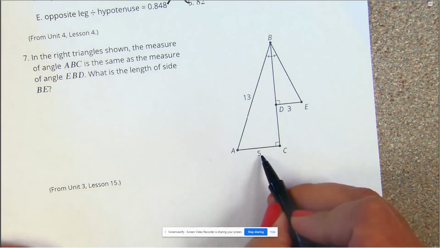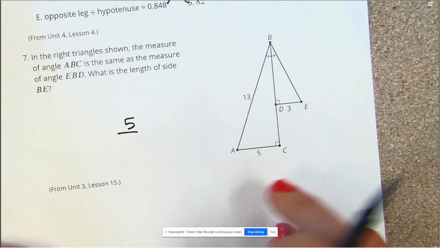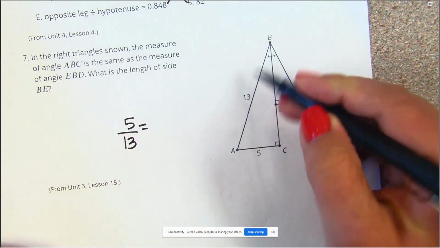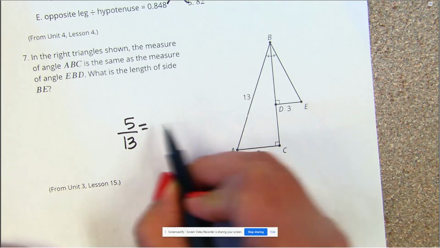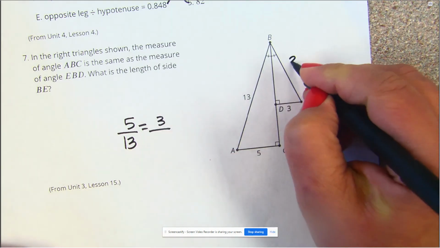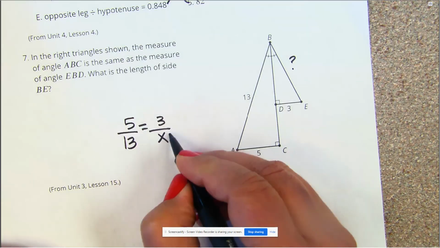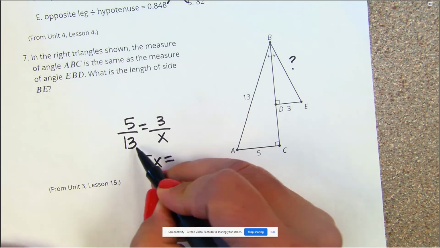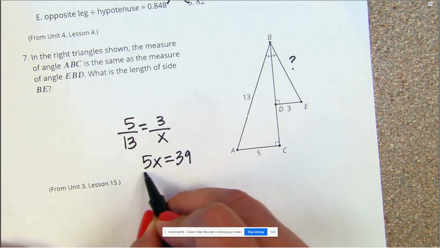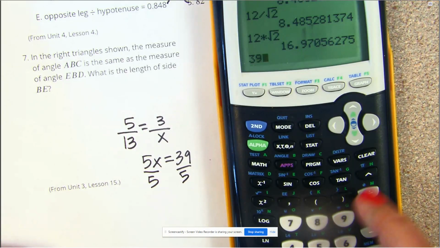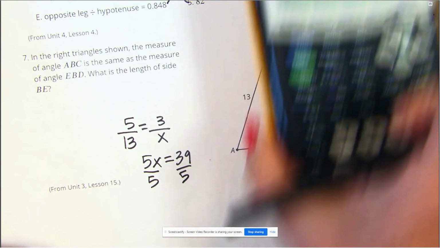Here we go. So 5, this isn't the only way to do it. So I'm doing the leg over the hypotenuse of the big triangle is equal to the leg over the, I don't know, call it x, on a little triangle. 5 times x equals 39. Divide both sides by 5. 39 divided by 5. 7.8.